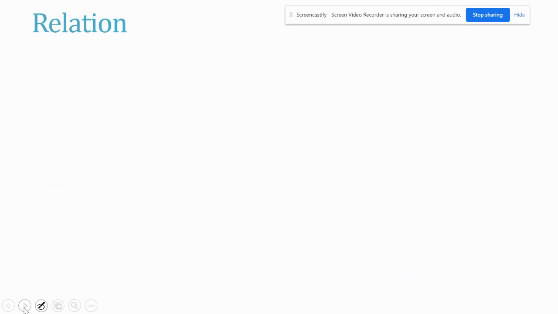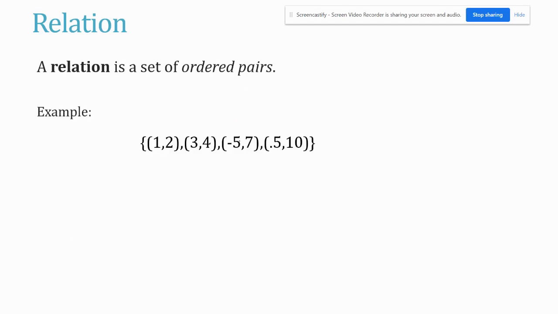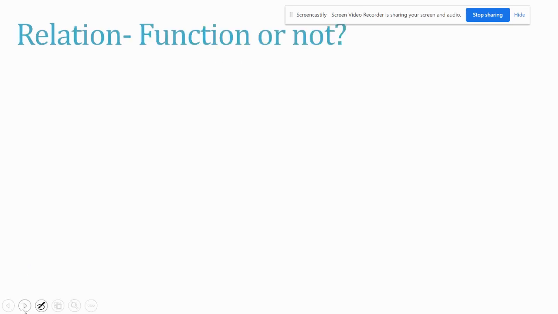Okay, so a relation is a set of ordered pairs. So this is an example. And we're going to see this example on the next slide also. Here we have 1, 2, 3, 4 ordered pairs. And we can see that we have our squiggly brackets, which makes it a set. So this is a set of ordered pairs. That's what a relation is. Okay, so we are going to be given relations, and we want to identify if they are functions or not.